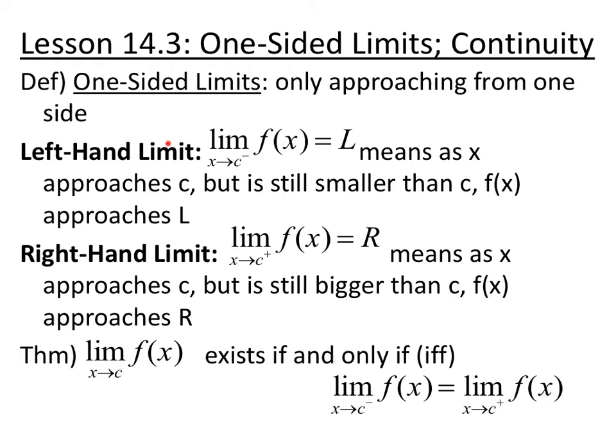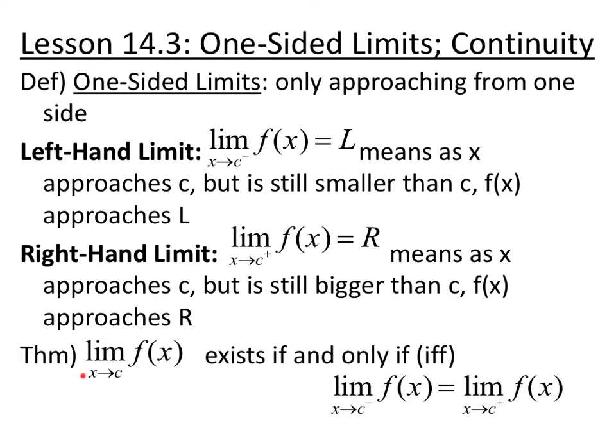A left-hand limit we denote with a little negative sign up here in the right corner, which means as x approaches c, but is still smaller than c. If you look at it on a graph, as it's approaching from the left, then your y-coordinates are approaching some value L. Right-hand limits we denote with a little plus sign in the upper right-hand corner, which means as you approach c, but from the right, so you're still bigger than c, then your function approaches some value R.